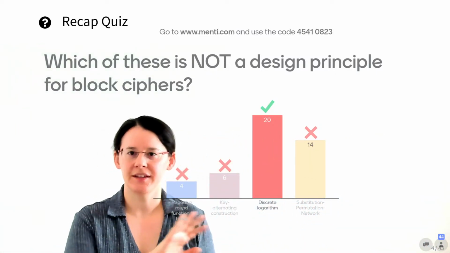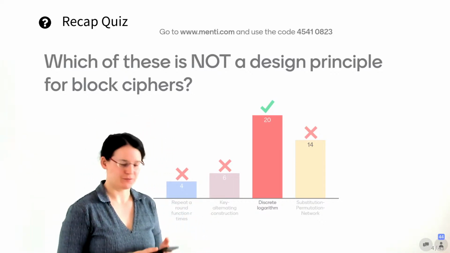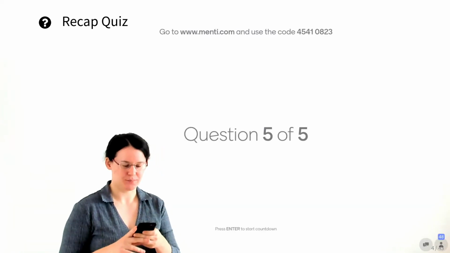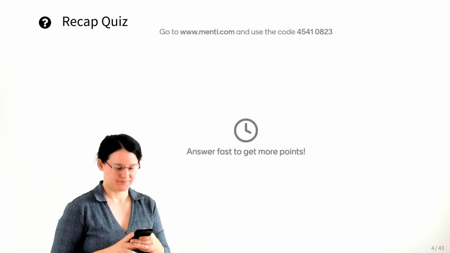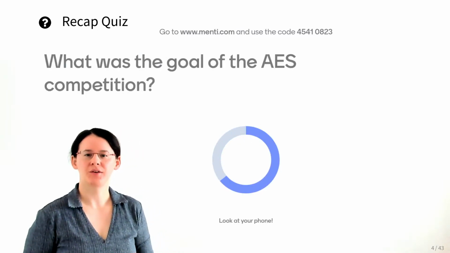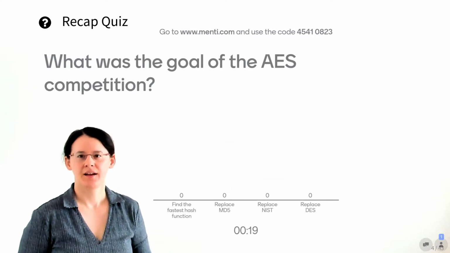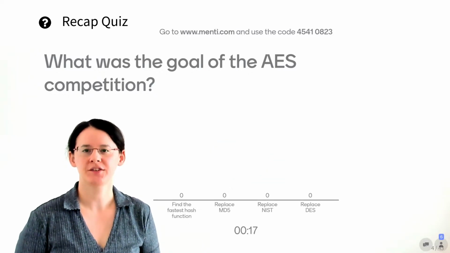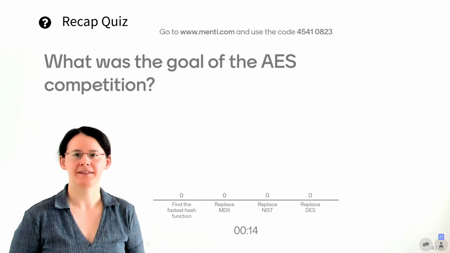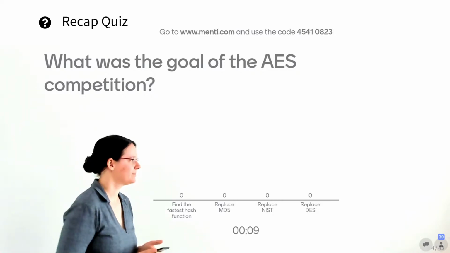And the first two, these are indeed the two main principles that you find in almost all block ciphers. Last question, last chance to get some points. What was the goal of the AES competition? Was it to find the fastest hash function, or to replace MD5 hashing, or to replace NIST, or to replace DES?